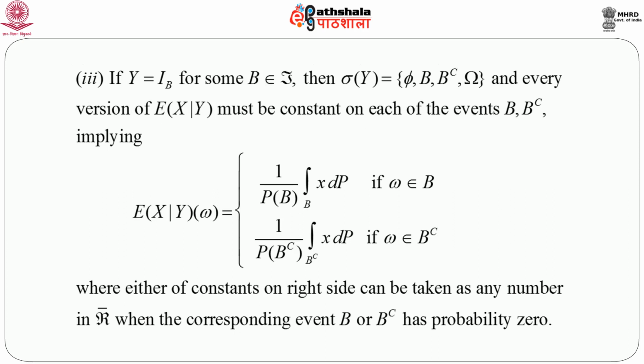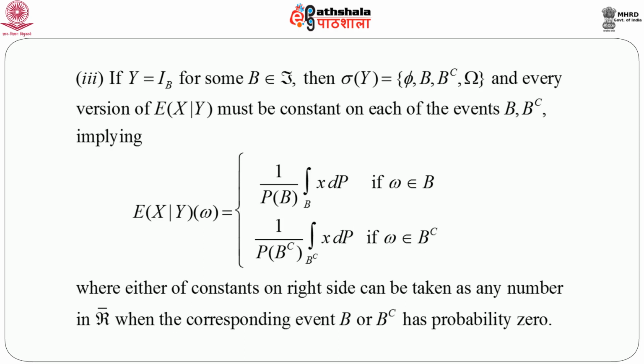Now in a particular situation, let us assume that Y is nothing but the indicator function for a set B, for some set B that belongs to script F. Script F is the original sigma field in the original probability space. So if Y equals I_B for some B belonging to script F, then naturally the sigma field generated by Y contains only 4 sets, that is phi, the empty set, B, B complement and omega.